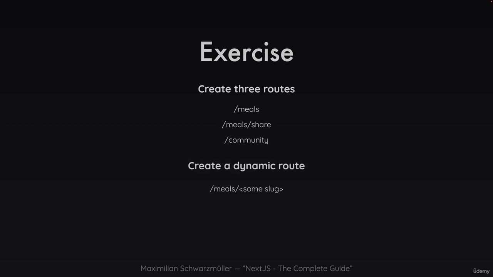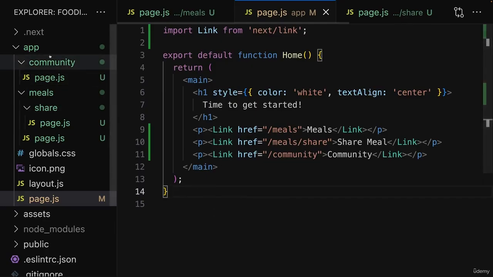Now there also was another task to also create a dynamic route that allows users to go to /meals/some dynamic segment, some identifier of the meal a user wants to view. And you also learned how that can be done.